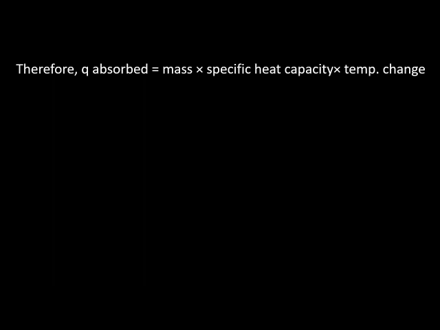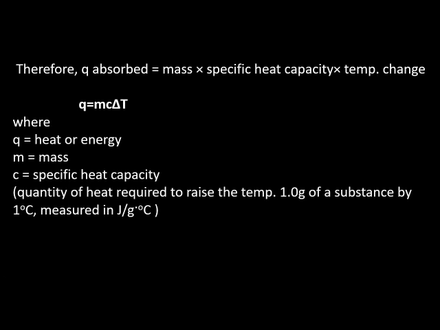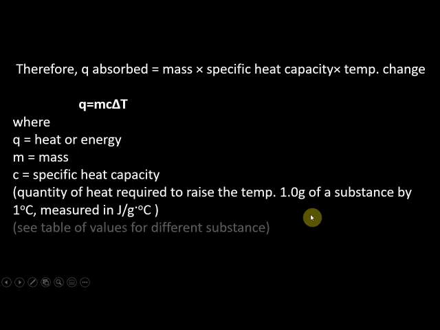We're going to use our Q equals mc delta T equation again, where Q is our heat or energy, M is our mass of the substance, C is the specific heat capacity of that substance, and delta T, of course, is the temperature change. Now, you've always got to be careful what it is you're actually measuring the change in temperature of, because that's going to dictate the values of C and M.